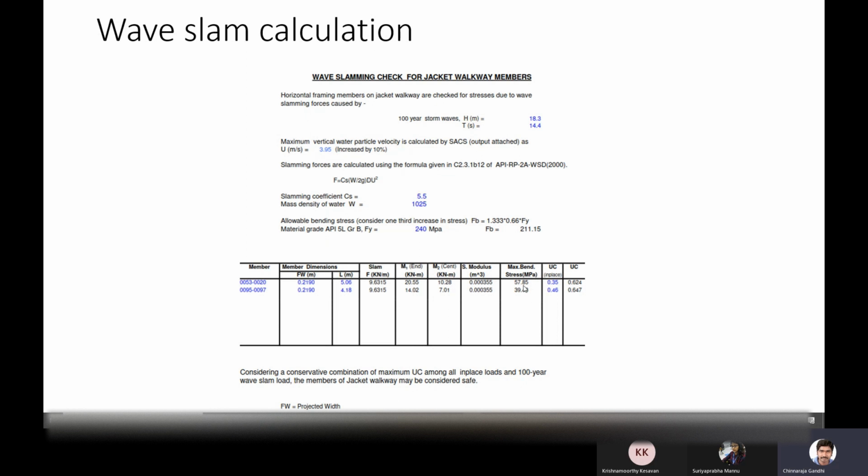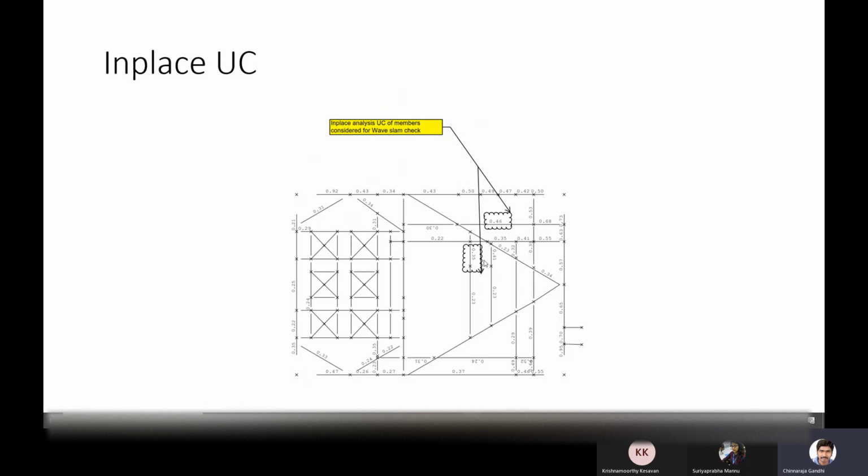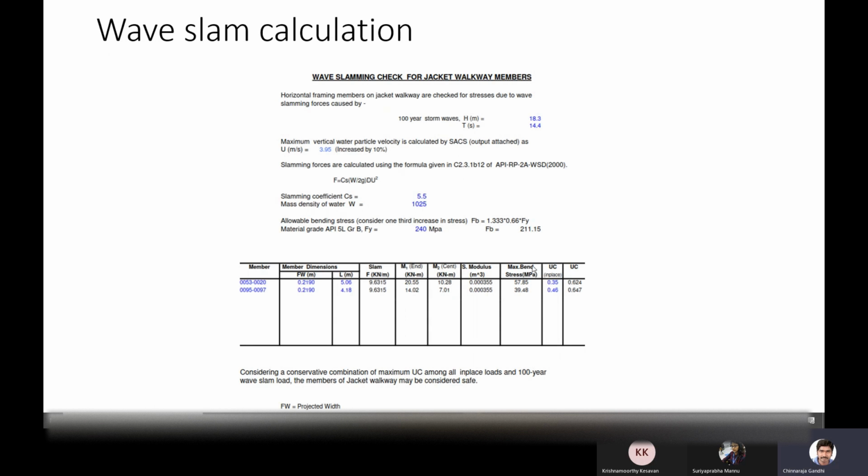So 57.8 is the maximum bending moment stress here. This is the in place 0.35 and 46, 0.35 and 46. This is the UC, and this UC is the actual bending by allowable. This is the allowable bending, and this is the actual bending. So this by this will give 1.33.